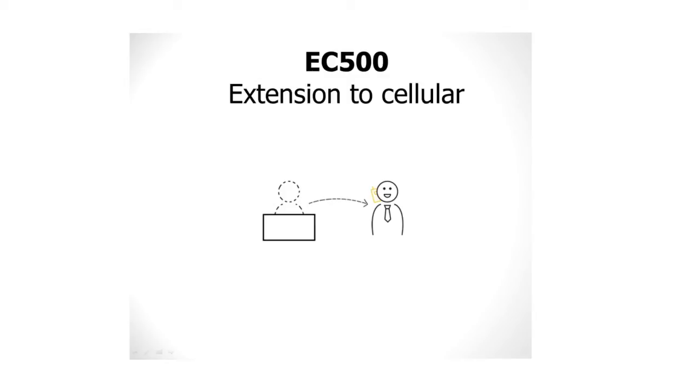The Extend Call feature allows you to extend a call that is active on your office phone to your cell phone using the EC500 extension to cellular feature. This allows you to transfer an office call to your cell phone and move away from your desk. This feature is programmed by your system administrator. Please come to the full Avaya telephone training to see in detail how this feature works.